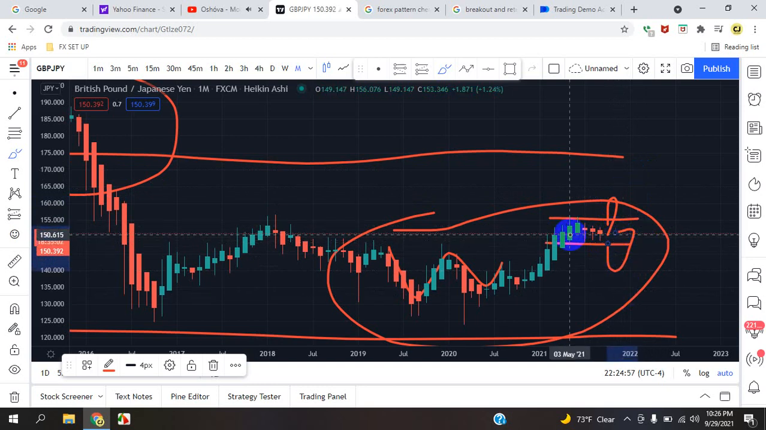And remember, you always got to look for that break and retest. That's how you know the market's going to break up to new levels.